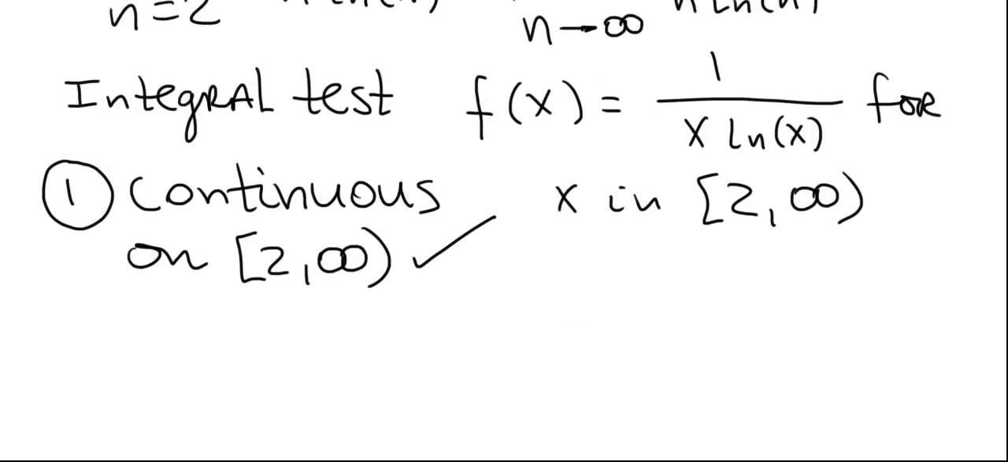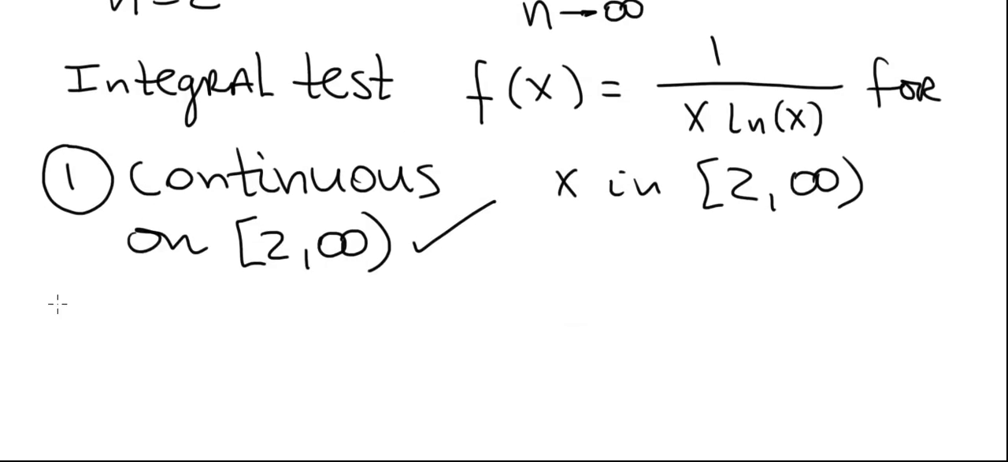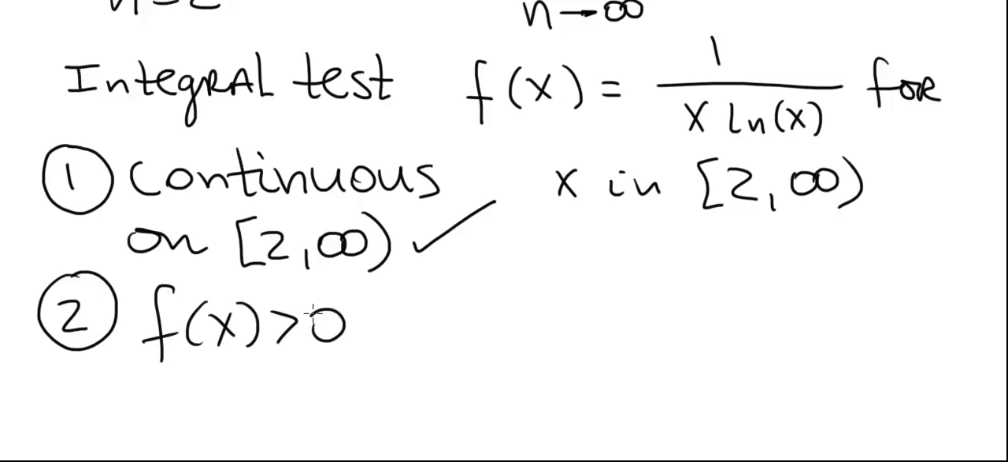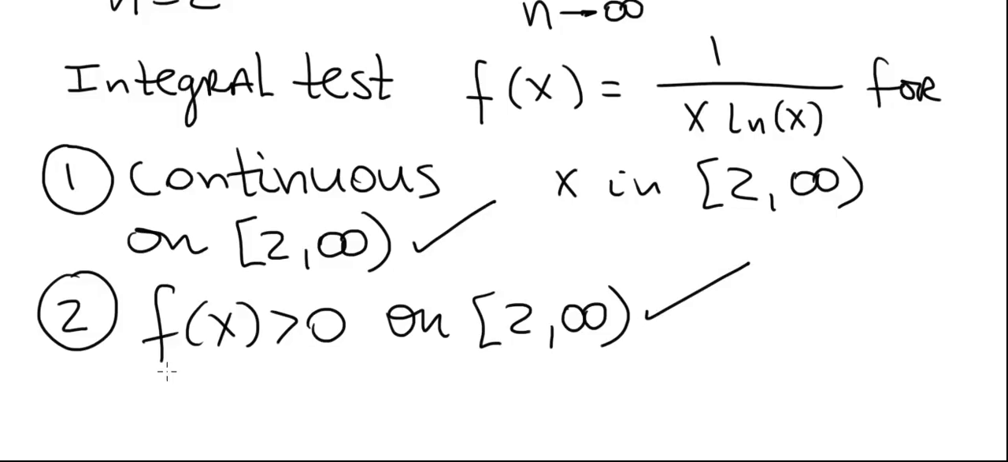The second condition, we need to check that this function is positive on this interval. Once again, we look at this function. Natural log of 2 is positive. Clearly x evaluated at 2 is positive, and similarly for anything greater than 2, natural log will be positive, x will be positive, the denominator will be positive, 1 over positive numbers will be positive. So this is true as well.